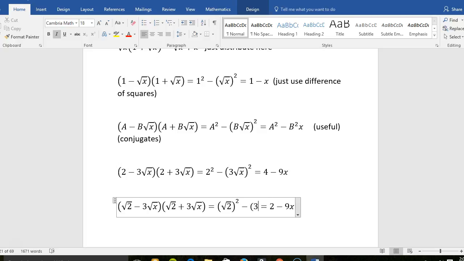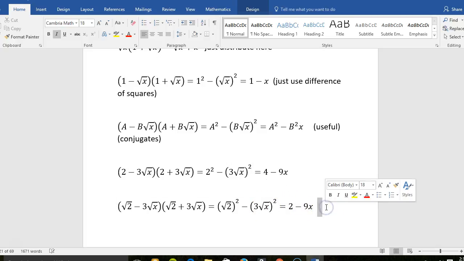Excuse me there. Can't type anymore. Sorry about that. So a squared minus b squared. And here's a, here's b, or a minus b, here's a plus b, where again, this is a, this is b. So a squared minus b squared, that's 2 minus 9x, because the radical x just squares to ordinary x. Okay, so there's that.